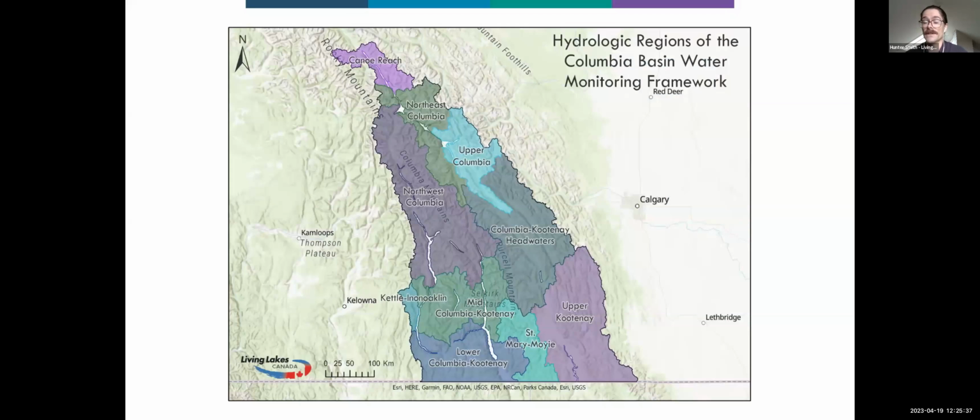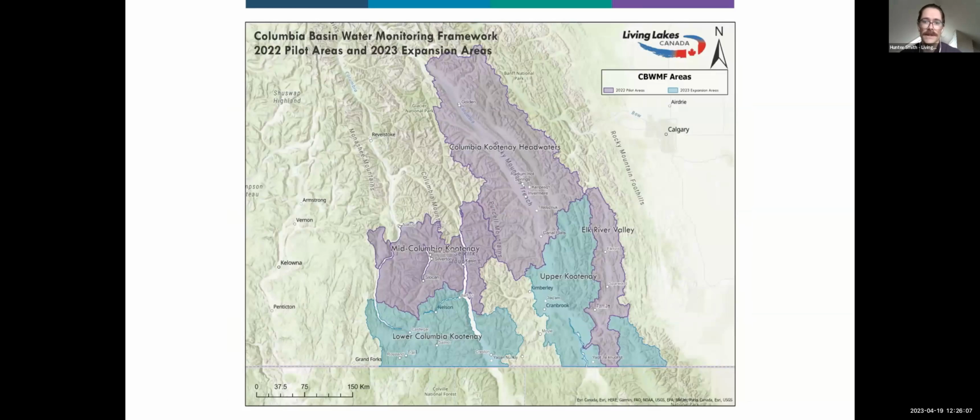The framework is designed to fill important data gaps in the water balance equation, as well as track climate impacts on water supply across the Canadian Columbia Basin. To help accomplish this in an area of over 100,000 square kilometers, the basin is divided into 10 hydrologic regions indicated by elevation bands and surface water runoff, reflecting broad variations in climate. This allows us to work in a stepwise fashion, rolling out the framework methodology in a few regions at a time. So last year in 2022, we successfully piloted the framework in 3 of these regions, shown here in purple. And this year we're expanding into 2 new regions shown in blue.